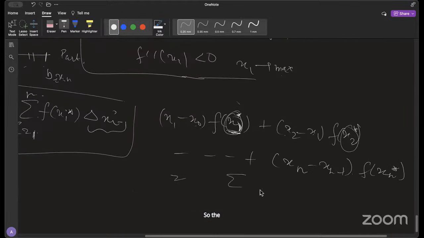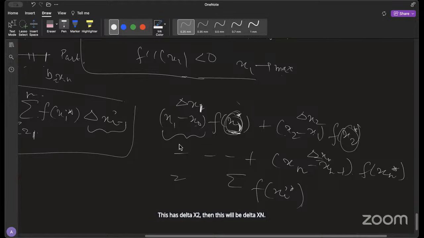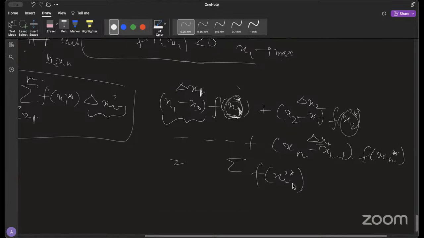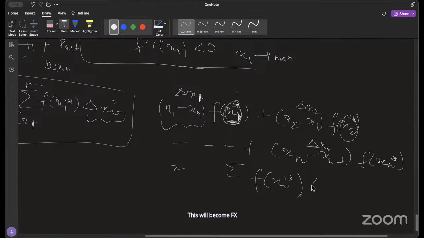So the formula will become f(xi star), and it depends how you denote this. Let's say you're denoting it with delta x1, this as delta x2, then this will be delta xn. This will become the sum of f(xi star) delta xi, I varying from 1 to n.